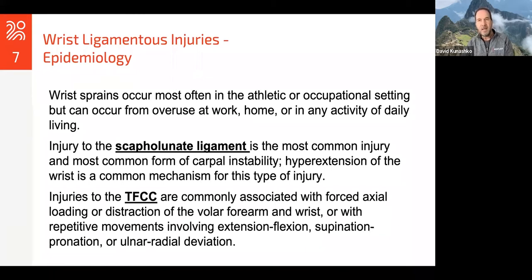So think of using a jackhammer, or a lot of different things that construction workers do, or you may even do around the house, and you apply too much force as you're loading up on the wrist and then twisting it. That's when this type of injury usually occurs.